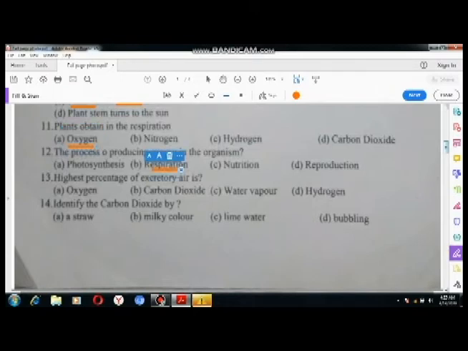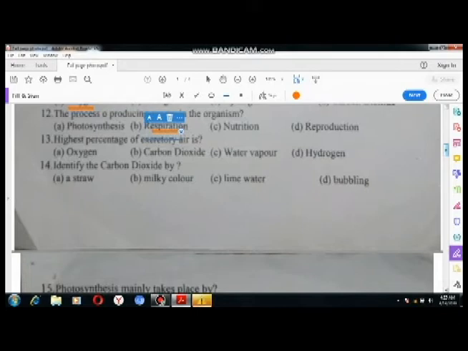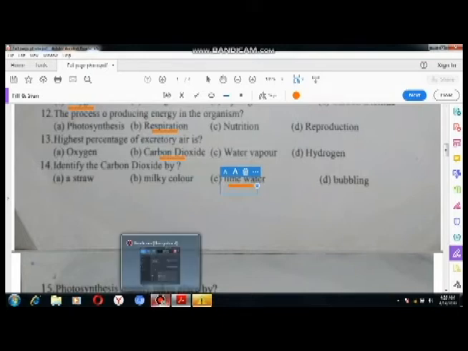Highest percentage of excretory air is carbon dioxide, CO2. Identify the carbon dioxide by. To identify the carbon dioxide in the laboratory, we use colorless lime water. So answer C. What is the observation in this practical? Colorless lime water turns into a milky color with the presence of carbon dioxide gas.